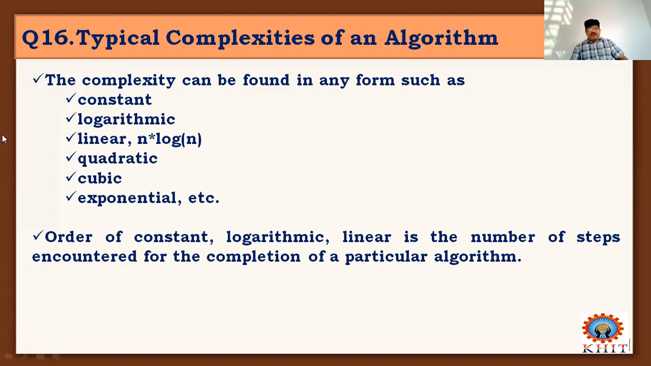The complexity of an algorithm can be in any one of these forms. The first one is constant: order of one is constant. Order of log n is logarithmic. Order of n is linear. Order of n square is quadratic. Order of n cube is cubic. Exponential is order of 2 power n. So these are the various typical complexities of an algorithm.